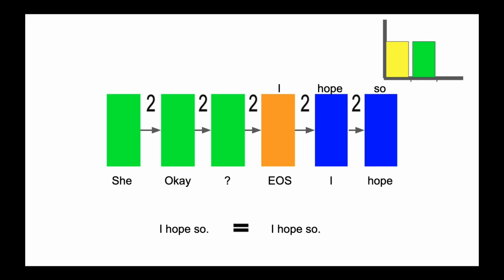In this case, the output came to be "I hope so." And "I hope so" does equal "I hope so." So that means there is no cost function because there is no error. So that means this is good for training.